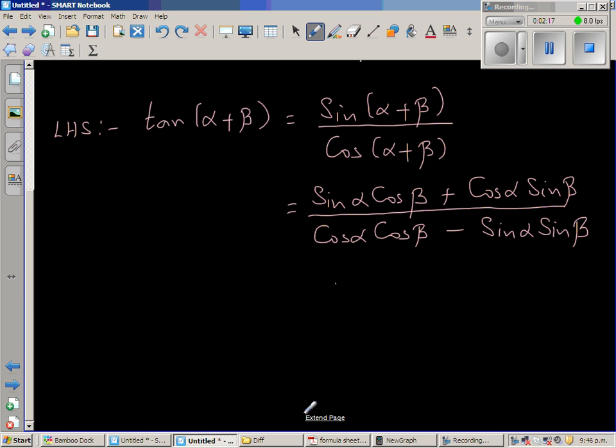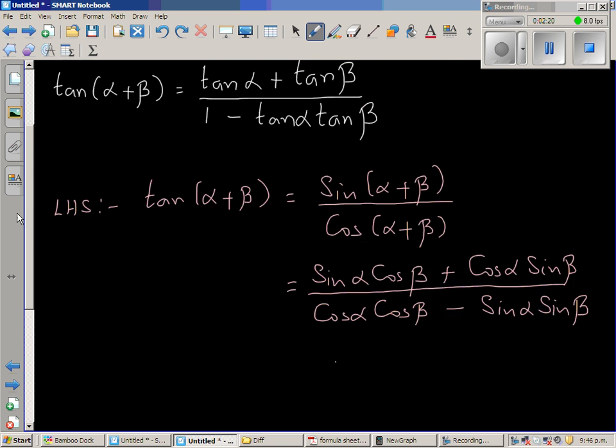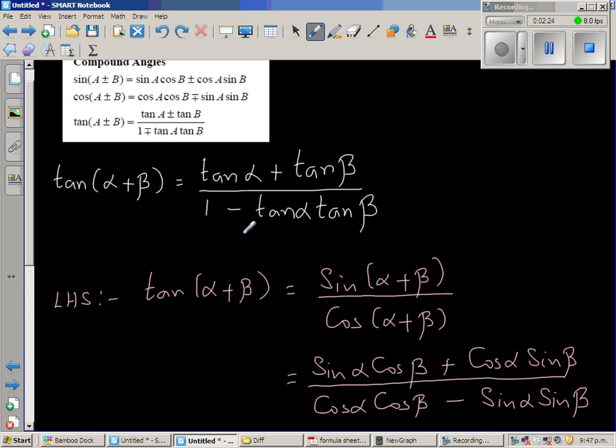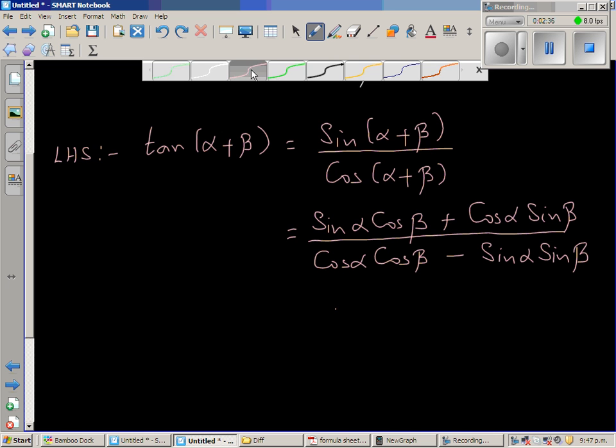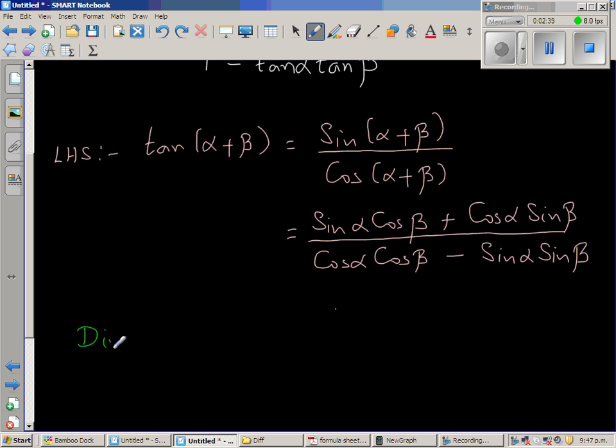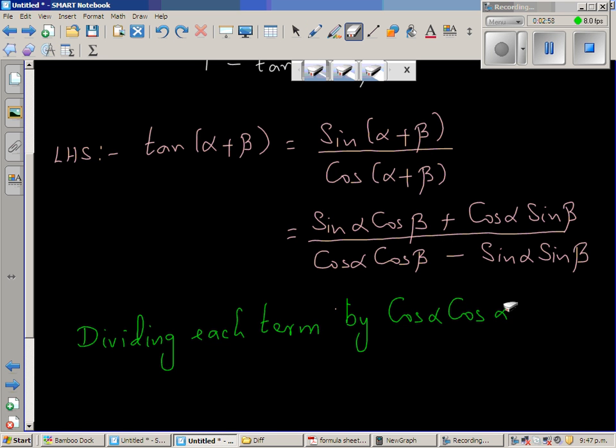It's not intuitive, though it has an intuition. We want a 1 here. To get a 1 here, I have to divide this term cos alpha cos beta by cos alpha cos beta. So I'm going to divide each term of the numerator and denominator by cos alpha cos beta.